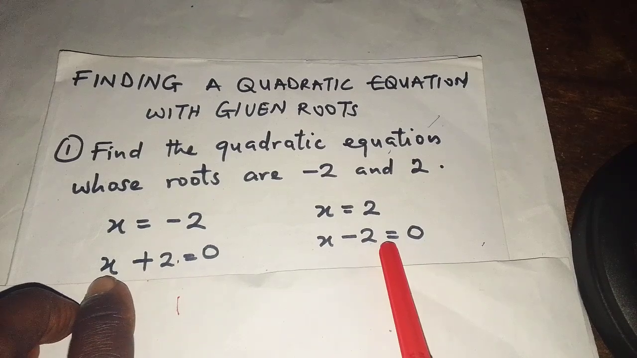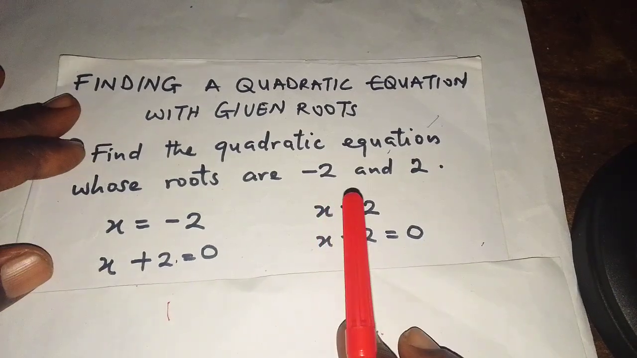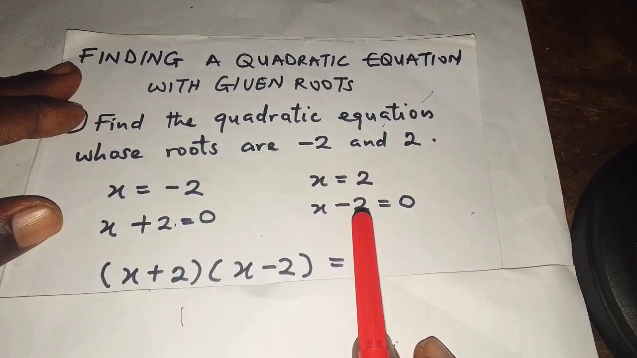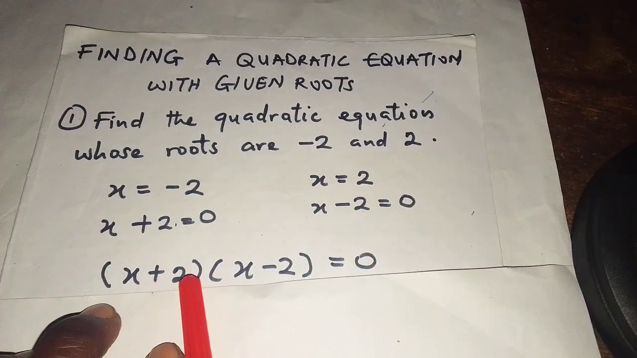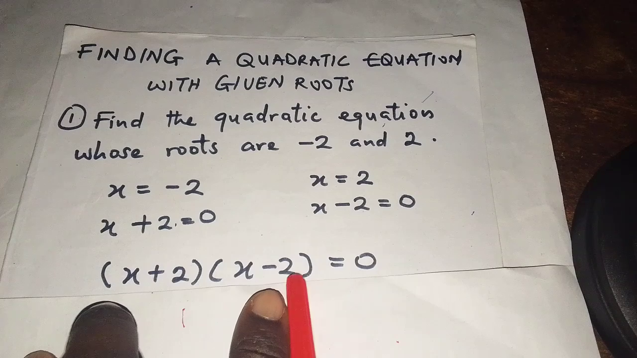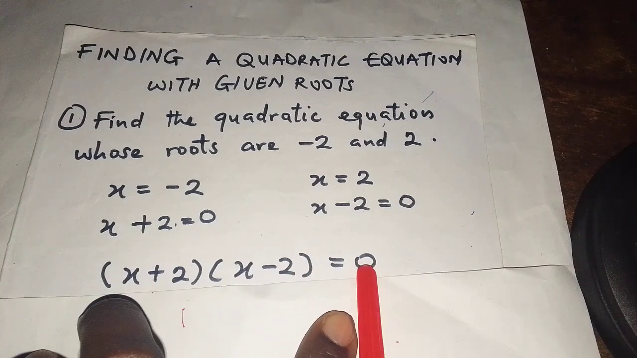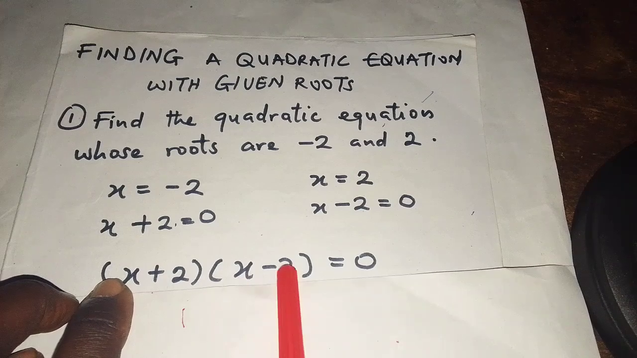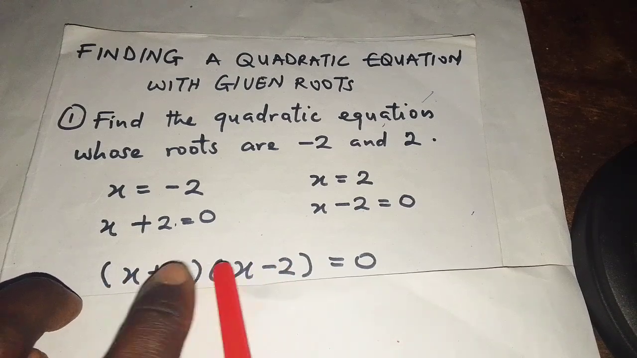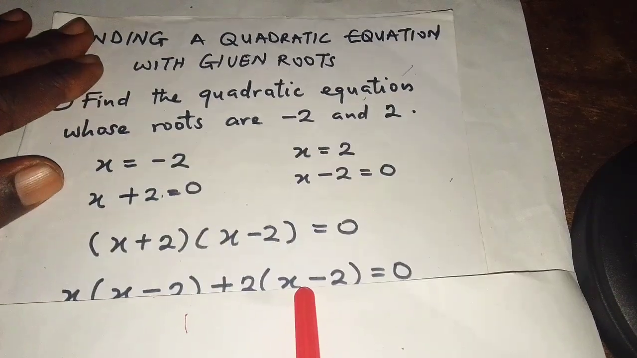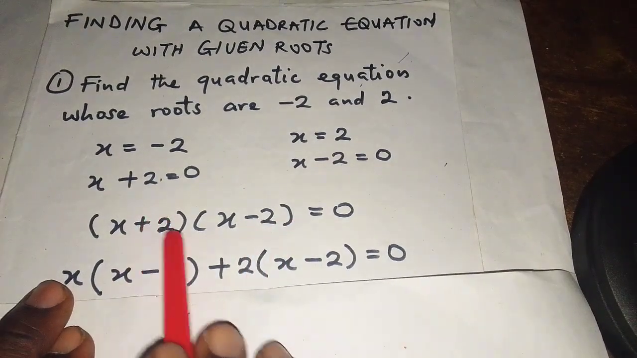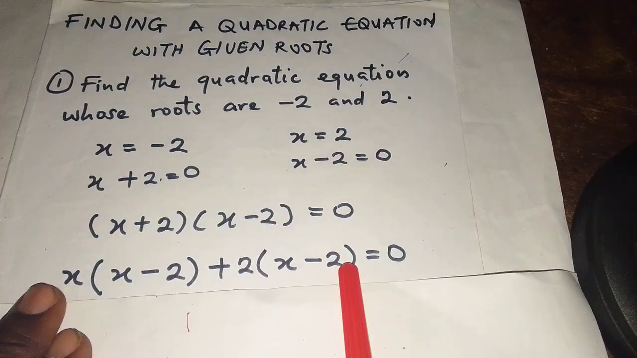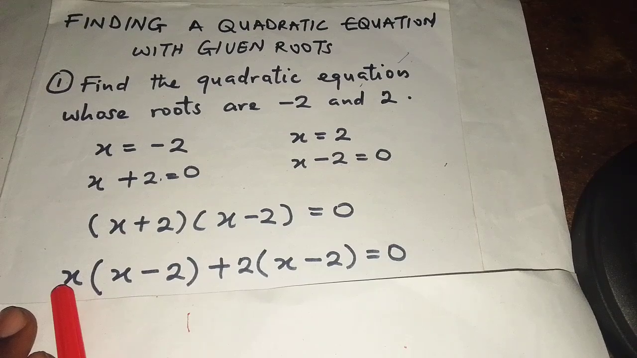Let's now bring these two factors together to form an equation. So that means we have x plus 2 times x minus 2 is equal to 0. So from here you are going to expand. Use this x to multiply x minus 2, plus 2 to multiply x minus 2. So open the bracket here.